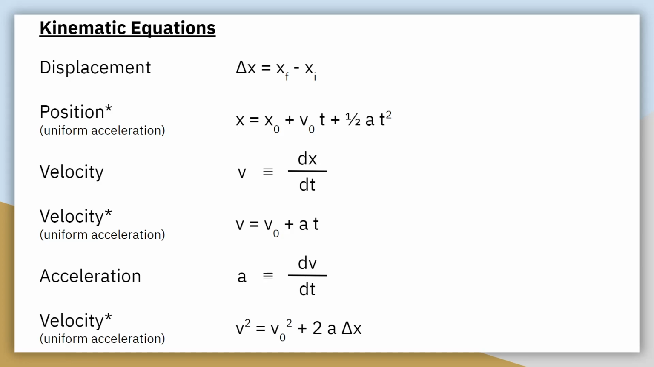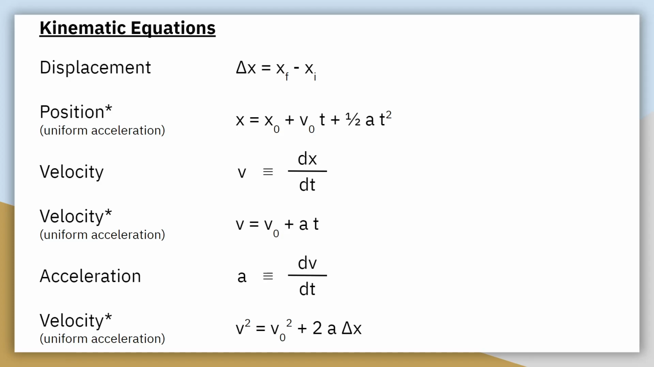We can also figure out another way of solving for velocity, but this is not velocity as a function of time, but rather velocity as a function of displacement. But this equation can only be used, once again, if we have a uniform acceleration. So our final velocity squared is equal to our initial velocity squared plus 2 times that uniform acceleration times our change in position.